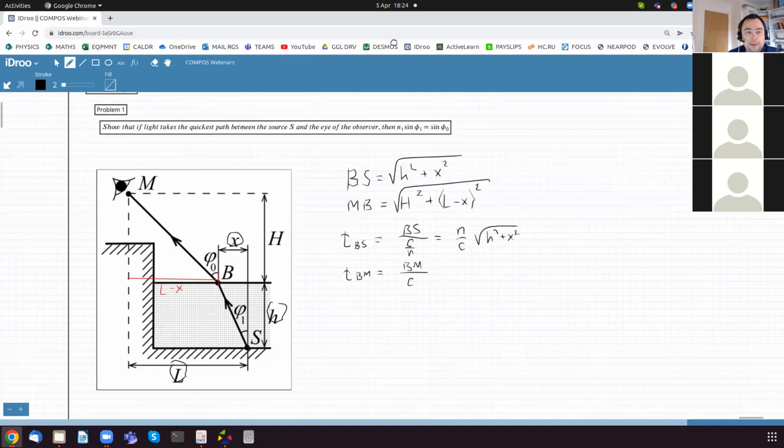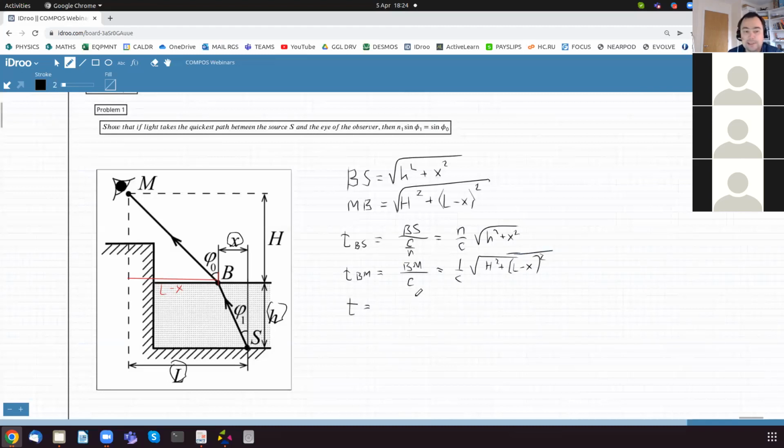Just check that the recording is happening. So it's going to be 1 over c times the square root of h squared plus (L minus x) squared. So that's that. The total time is the sum of the two times, going from S to B and from B to M.